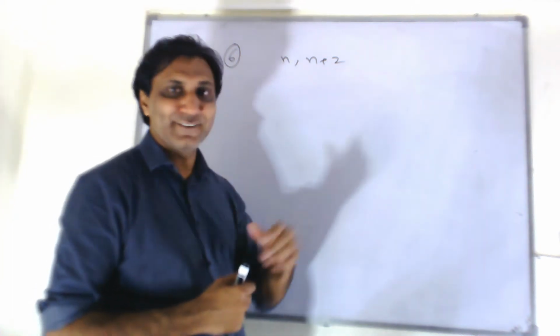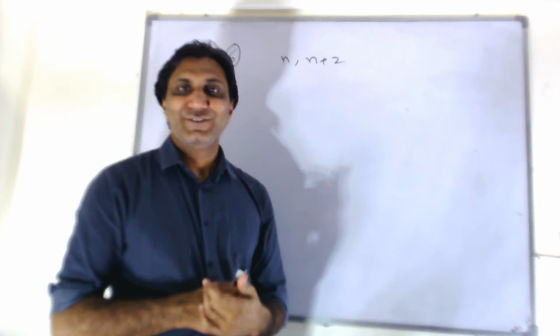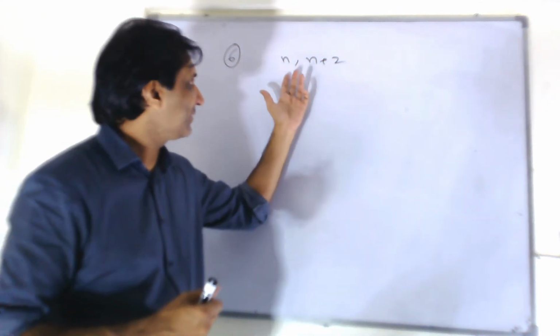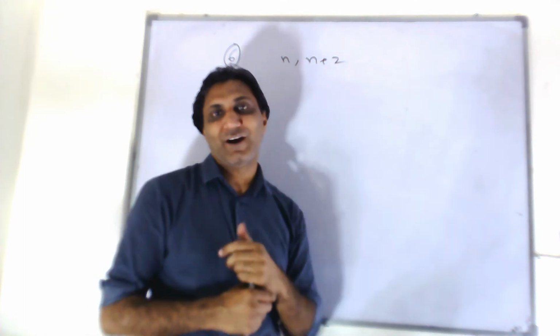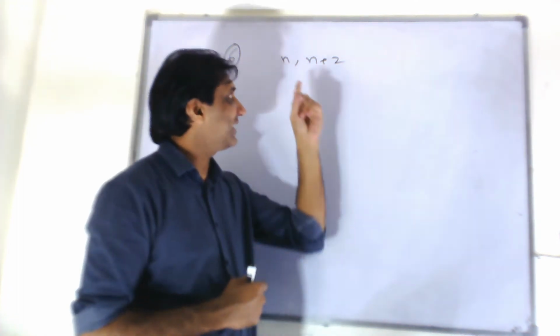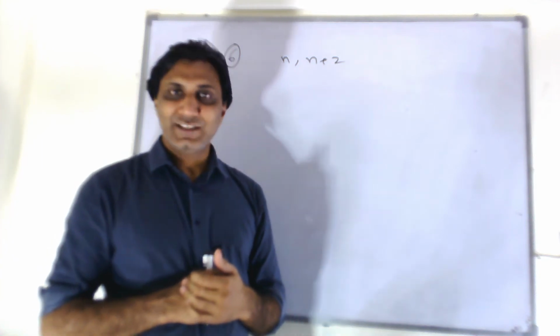So this 2 is the difference: n plus 2, n plus 4, n plus 6. It depends upon this first number n. If this is odd, all the numbers will be odd. If this is even, all the rest of the numbers will be even. So this is how it works.